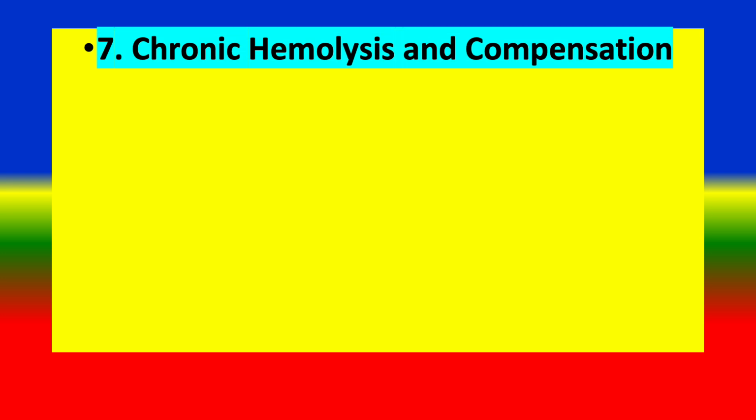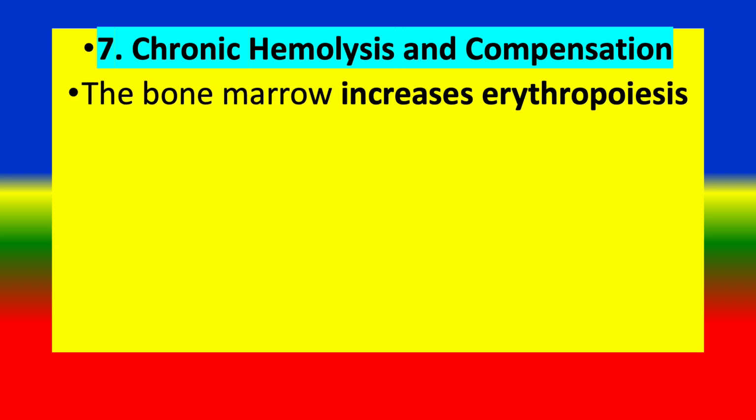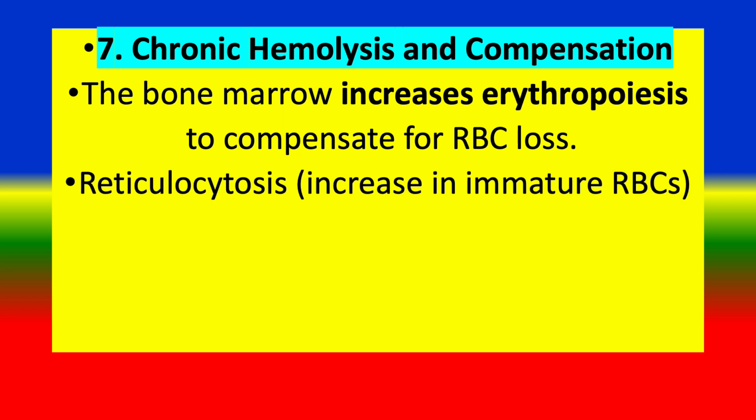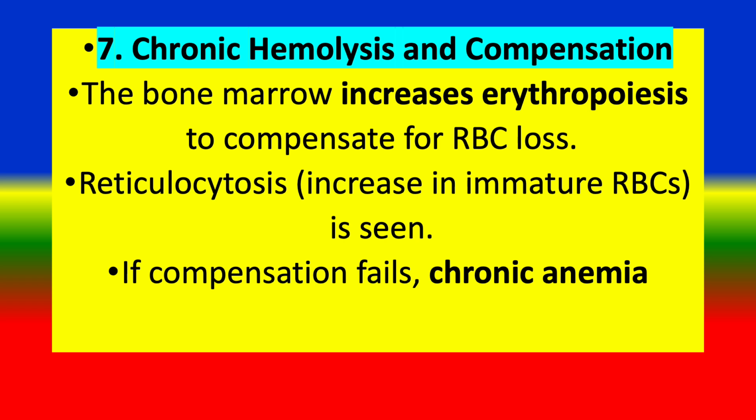7. Chronic hemolysis and compensation. The bone marrow increases erythropoiesis to compensate for RBC loss. Reticulocytosis, an increase in immature RBCs, is seen. If compensation fails, chronic anemia develops.